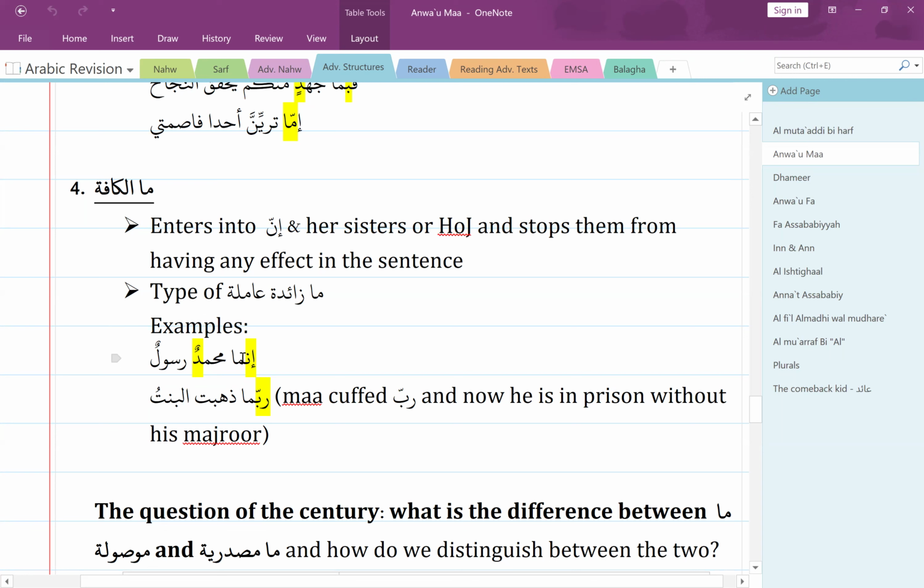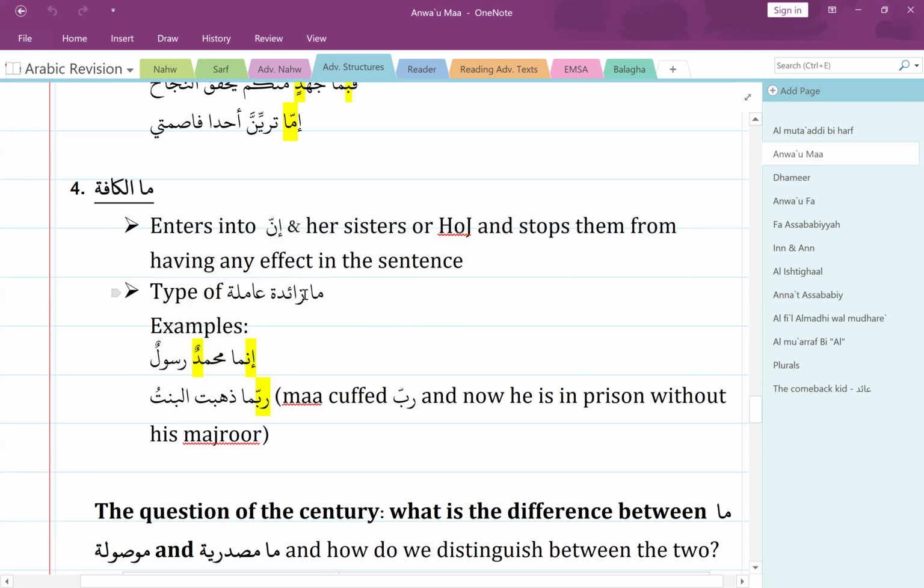For example, we have innama Muhammadun Rasul. So you have inna, and we expect inna Muhammadan. That's what we learned, that's what we expect. Inna beats up on Muhammad, so it becomes mansoob. But then this ma comes in between and says, no, that's not gonna happen. So you have Muhammadun. That's basically what ma al-kafa is. And the harf of jar that normally comes with this kind of ma is rubba. So you have rubbama. That's basically the gist of ma al-kafa.